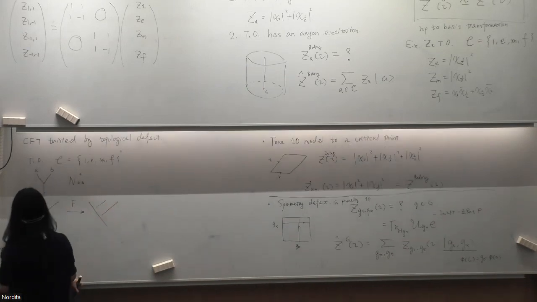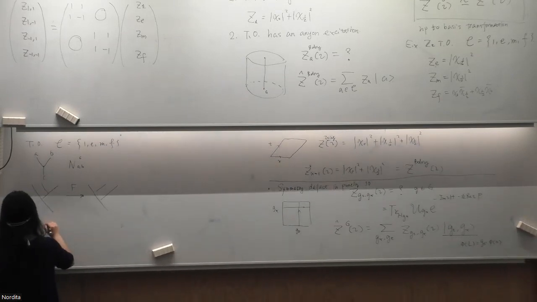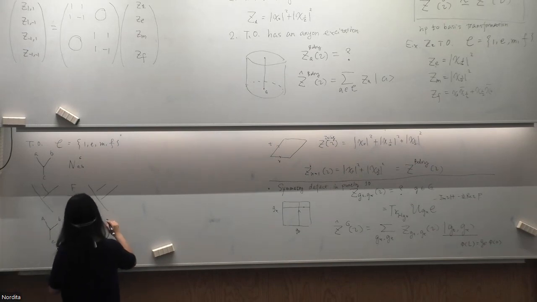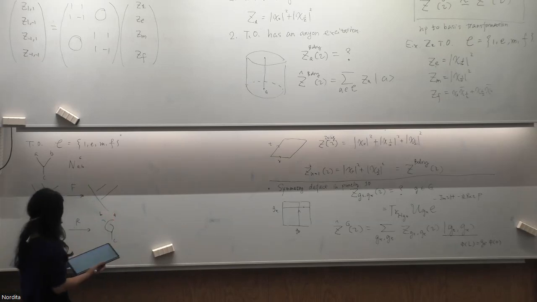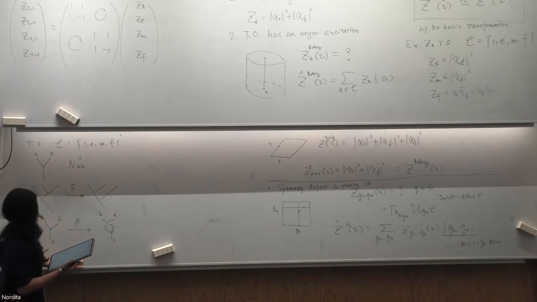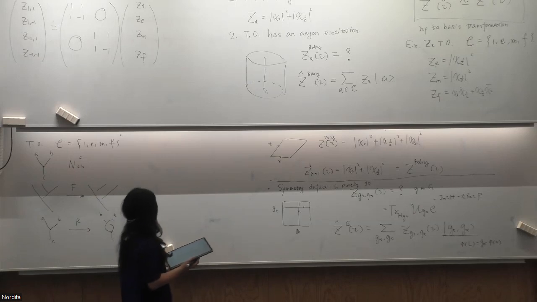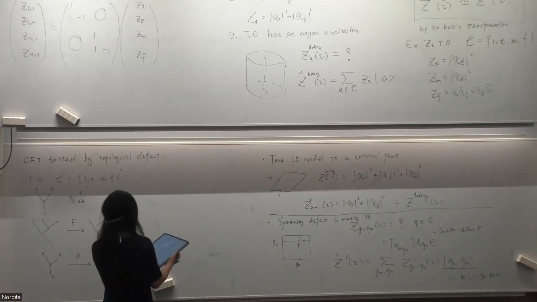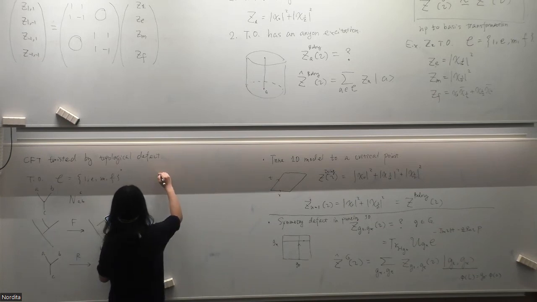That's the F move. And then there's also, if we take two anyons, we can braid them, one around another, and that's the R symbol. This gives a complete description of the topological order. Using that, we can extract global data that we are going to use to turn on the CFT.